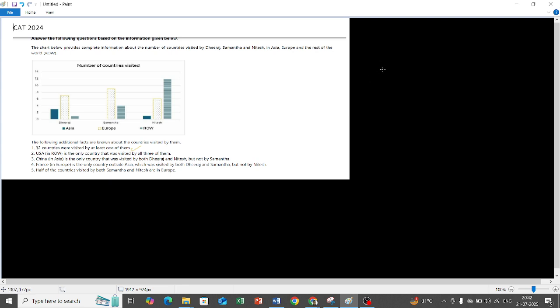Now, USA is the only country that was visited by all three of them. What does this indicate from a Venn diagram perspective? The intersection. Yes, so this denotes intersection. That means all three sets are intersected. Okay, clear? Information number 2.